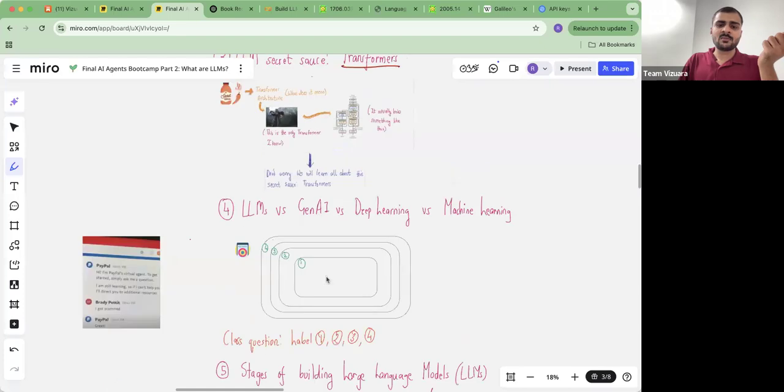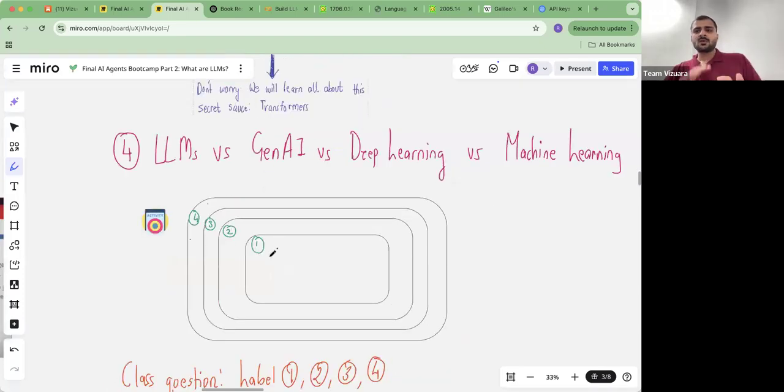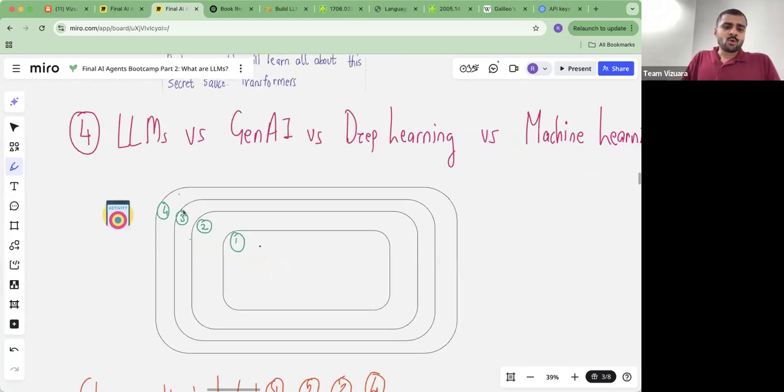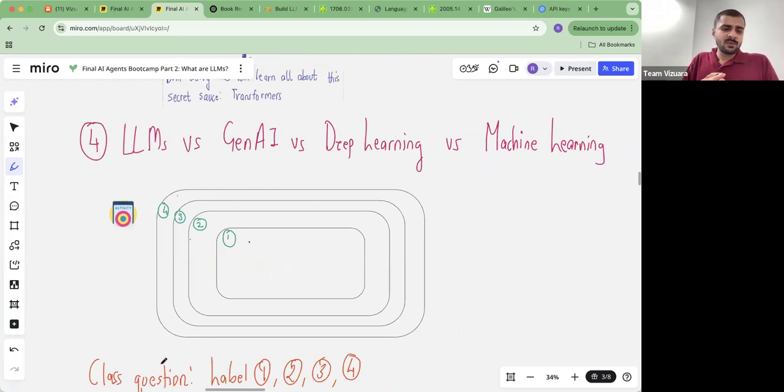But before that, I just want to have a small Q&A section. I've made four buckets here, one, two, three, four. I know many people are confused between these four terminologies: language models, generative AI, deep learning, and machine learning. So can you tell me what is number one, number two, number three, and number four? Four is the broadest terminology, three is a subset of four, two is a subset of three, and one is a subset of two.